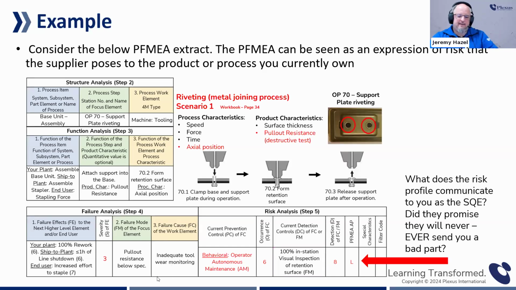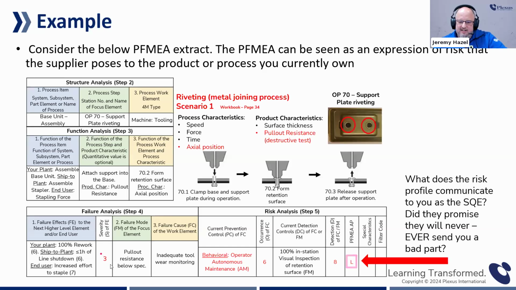Now, the thing I want you to see, if I'm reviewing this PPAP: severity of 3, occurrence of 6, detection of 8. Did this supplier promise you they will never, ever send you a bad part? Absolutely not. They told you, brace for impact, because our prevention is pretty weak and our detection is largely garbage. So now you, as the SQE, see this. It's easy then to go, oh, this is a low risk.